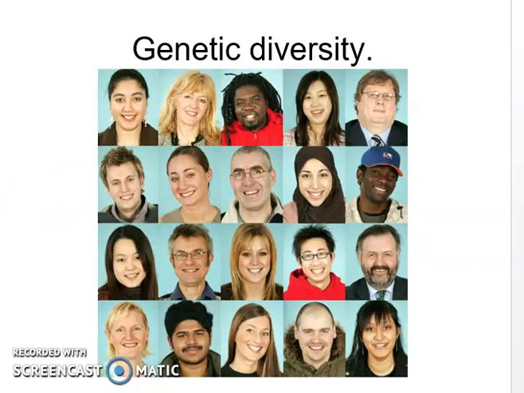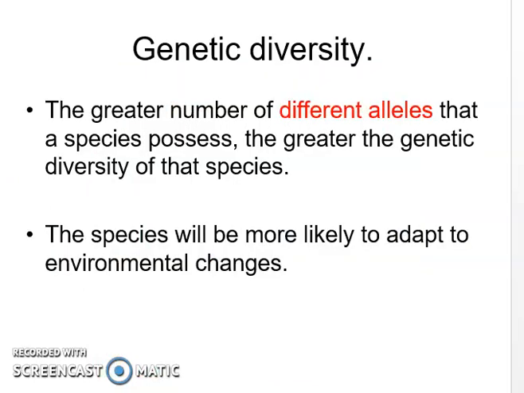Okay, so the next slide is just saying the same thing. The greater number of different alleles that a species possesses, the greater the genetic diversity of that species. Now, why that's important, it means that as a species, we're more likely to adapt to environmental changes that happen around us. If we have less different alleles or a reduced variety of alleles, if our environment changes, it means that there is a possibility that we might not have the alleles to get us through the environmental change. All right.